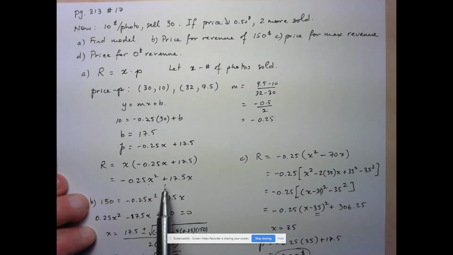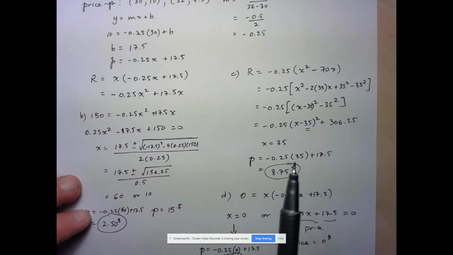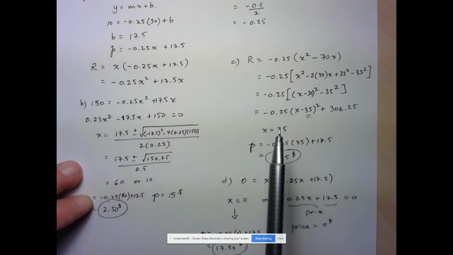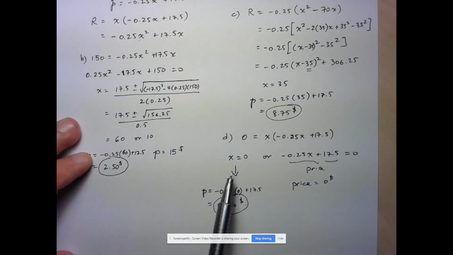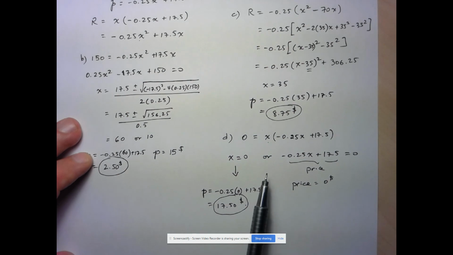Okay, the other thing I want you to remember is that when I'm talking about maximum or minimum, I'm finding the vertex. When I'm not talking about maximum or minimum, I'm solving a quadratic equation. And I could solve via the quadratic formula, or I could solve via factoring. Okay, that's it for this one.